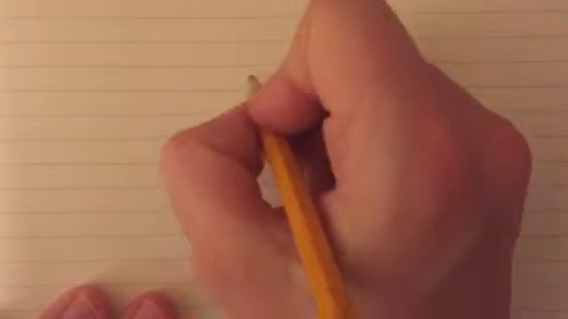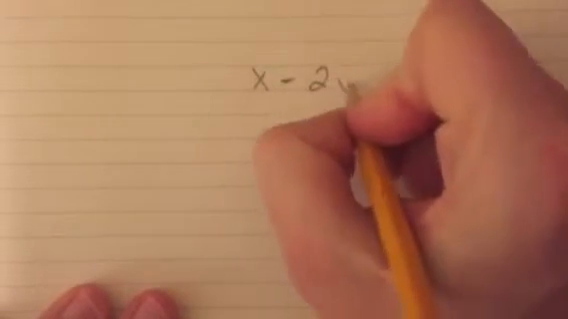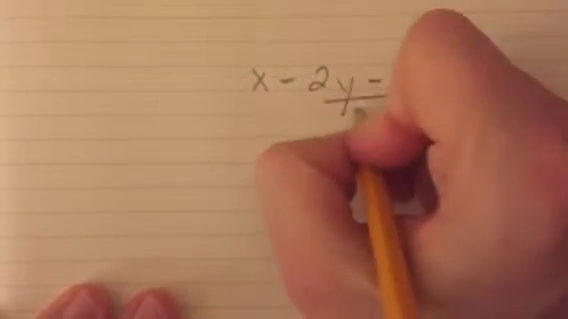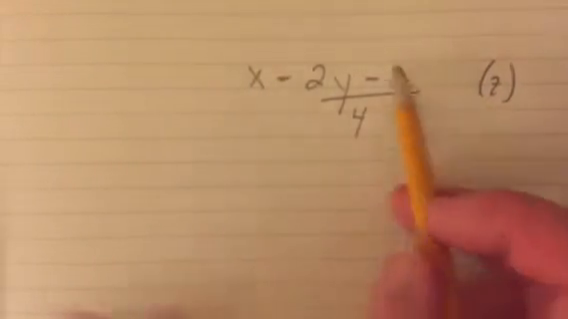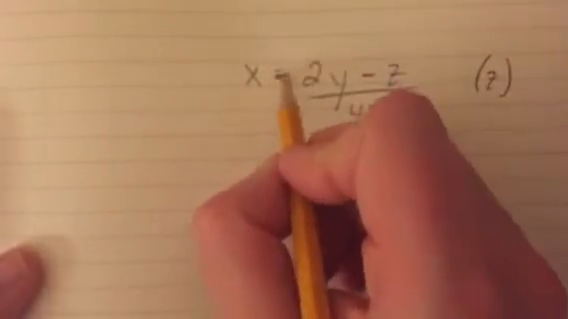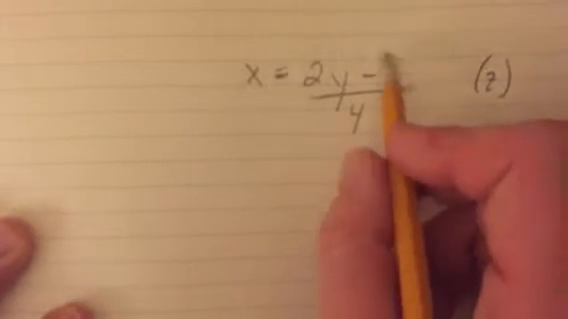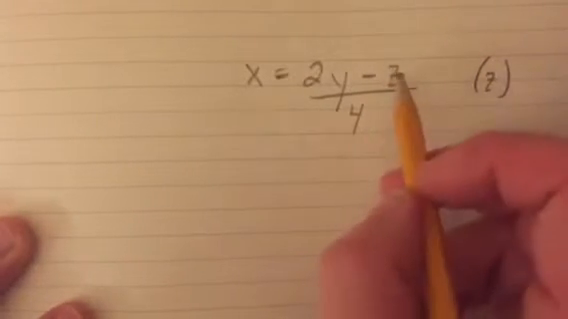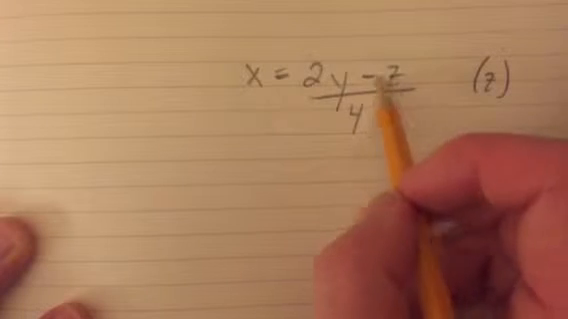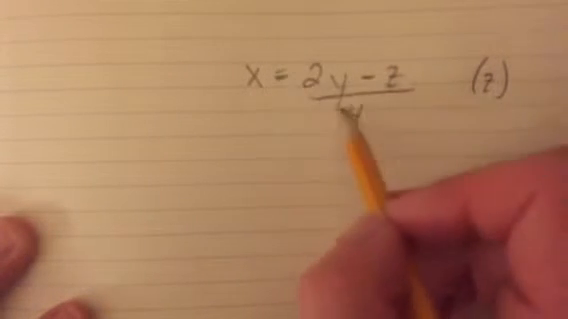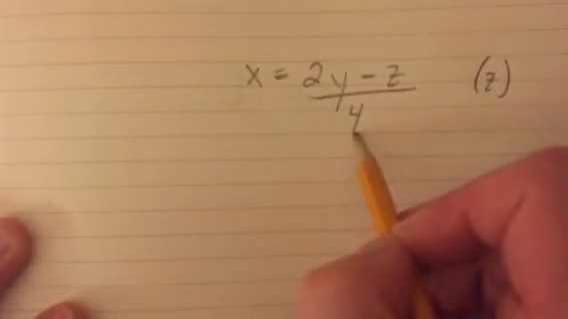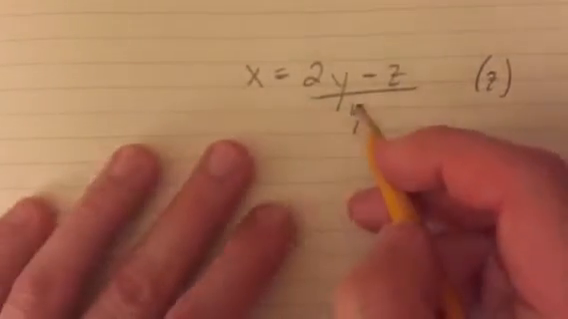So problem number 19, we have x equals 2y minus z, all over 4, and we're supposed to solve for z. So here, there's nothing to distribute, no like terms to combine. There's only one z, so there's no factoring to do. So what we want to ask ourselves is, what's happening to z? Well, first it's being subtracted from 2y, and then it's being divided by 4. So I want to undo the division by 4 first.